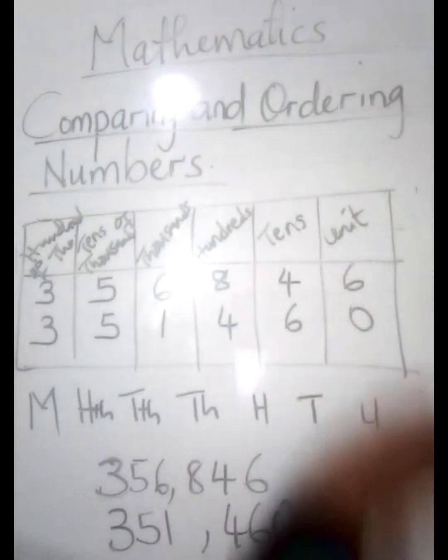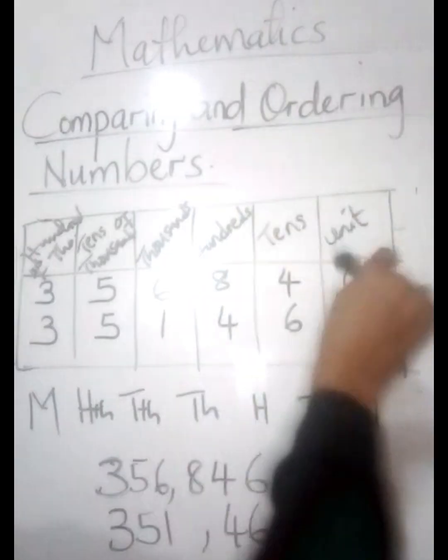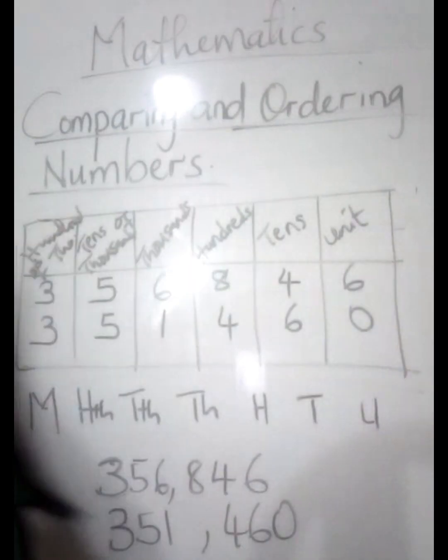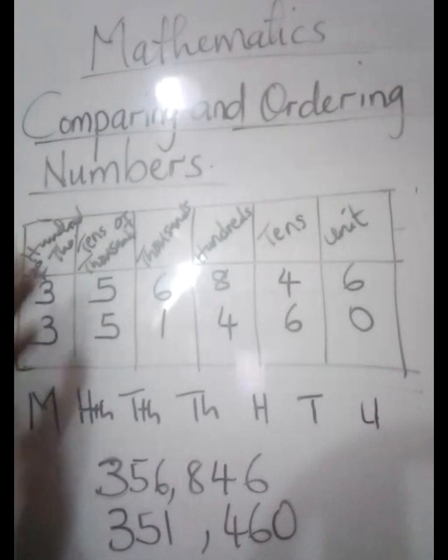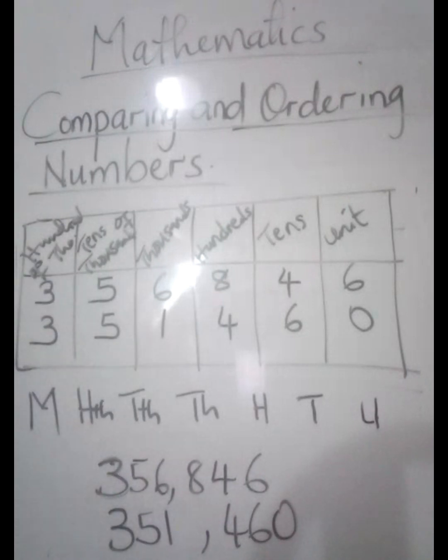I know I mentioned it in our last video. You always arrange from the unit end and work backwards towards the left. That way you can never miss your arrangement. You will always get it right. So let's look at these two numbers and try to compare them.